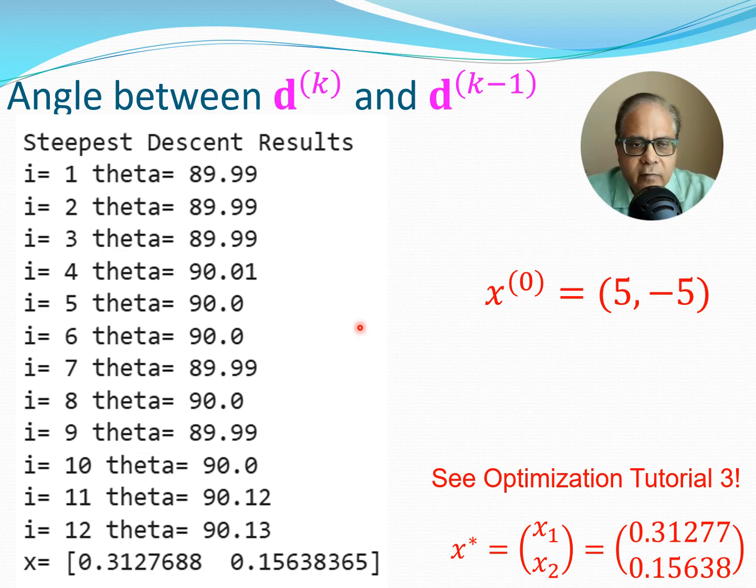Now let us print out some of these values. You can see I have printed some of these values out, and as far as the steepest descent method is concerned, it starts from 5, minus 5 and it takes a relatively long time to converge, but it does converge at the minimum point or very close to the actual minimum point. Now in optimization tutorial 3, I obtained this minimum point using the optimality criteria, that is by setting the gradient vector to 0. Take a look at that. And of course, as you would expect, this angle should be 90 degrees. Numerically, it is somewhat close to 90 degrees because we are dealing with computers here.